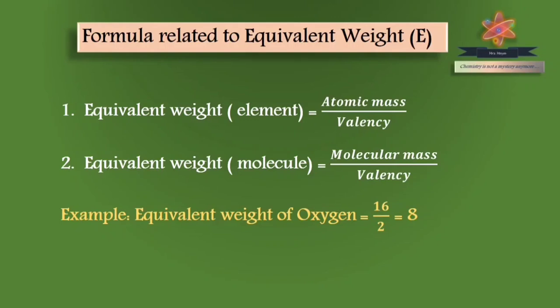Let's calculate the equivalent weight of oxygen. Atomic mass of oxygen is 16, whereas valency of oxygen is 2. So 16 divided by 2 gives 8. The equivalent weight of oxygen is equal to 8.